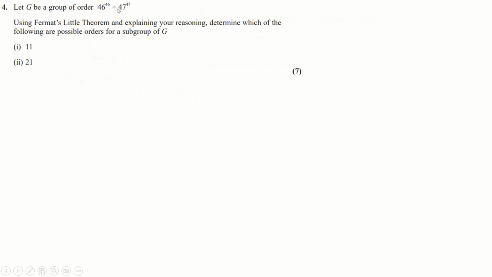Group has all of this. Now this is a very big number that I don't think a calculator, maybe a calculator would tell me what this is, but I don't know. Use Fermat's little theorem, and determine which of these are possible subgroup orders.